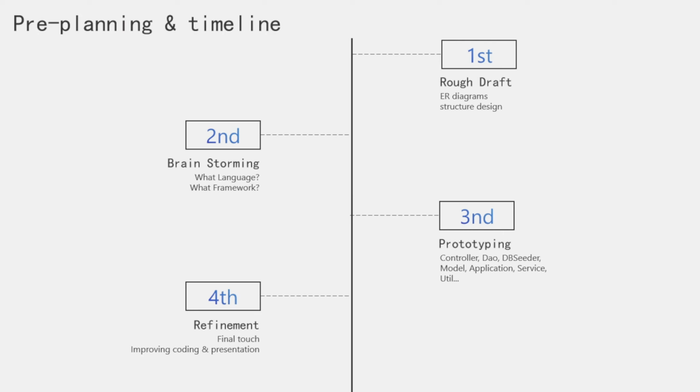And then we had prototyping. We have done all the layers, including controllers, DAO, models, you name it, right? And eventually, we had the final retouch. We had final touch and also refinement, and completed some extra credit functionality as well.